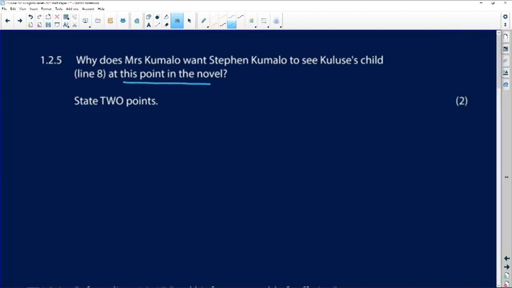At this point in the novel, it tells you I've got to deal with it right then. Why? This is an understanding. State 2 points. It means you need to understand what she's trying to achieve. It actually isn't stated in the passage. It means you've got to understand her relationship with Stephen, and what she wants to do for her husband here.